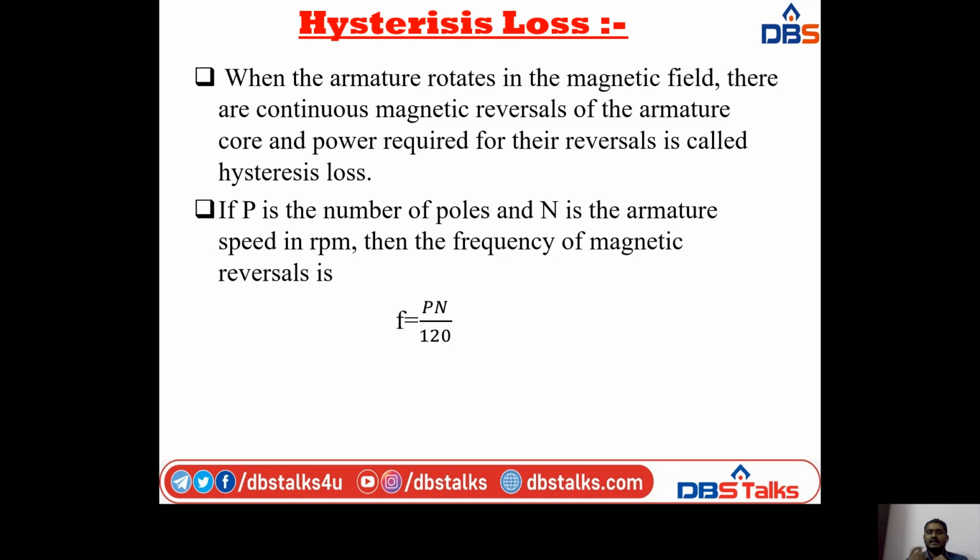Here, if P is the number of poles and N is the armature speed in RPM, then the frequency of magnetic reversals is F equal to PN by 120, where P is the number of poles, N is the armature speed and F is the frequency. So frequency F is equal to PN by 120.